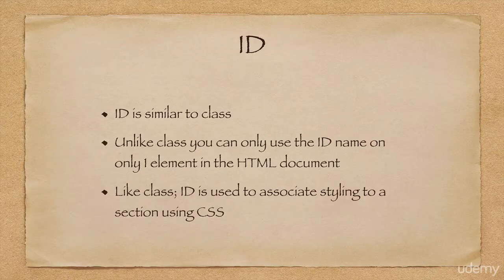That's the big difference between ID and class. Class you can have multiple items, multiple tags. ID it's only one. But like class, ID is then used to associate styling to the section using CSS.